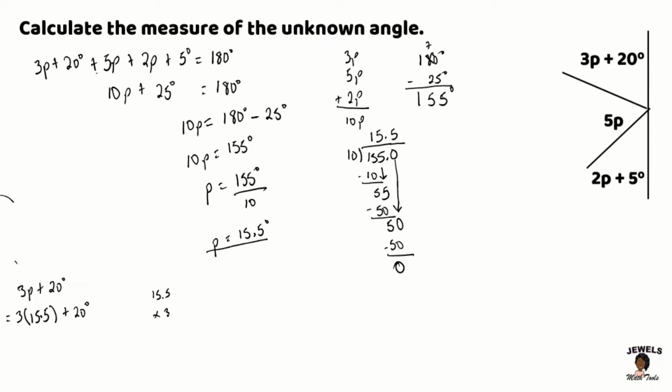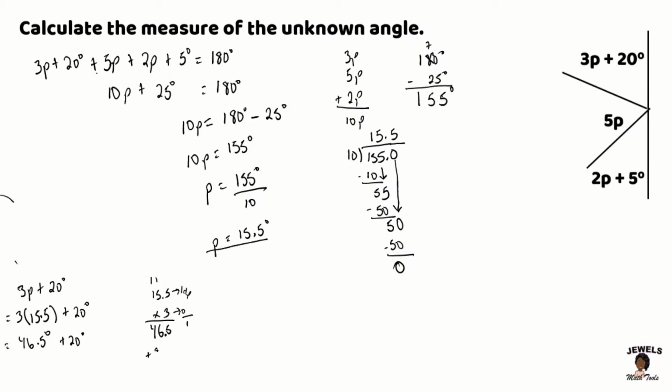15.5 times 3. 3 times 5 is 15. Carry our 1. 5 times 3 is 15, plus 1 will be 16. Put our 6, carry the 1. 3 times 1 is 3, plus 1 will be 4. And again, adding in our decimal point. Remember, 1 digit behind the decimal point here, none here. So in total, we should have 1 digit behind the decimal point. So we'll count 1, and put in the decimal point, and we now have 46.5 degrees added to 20 degrees.